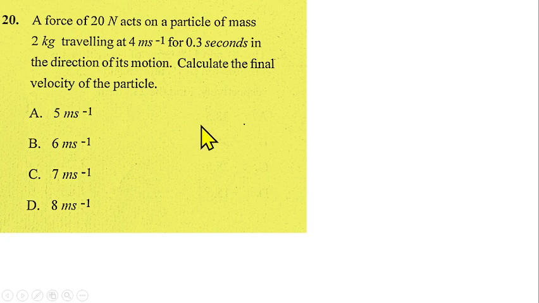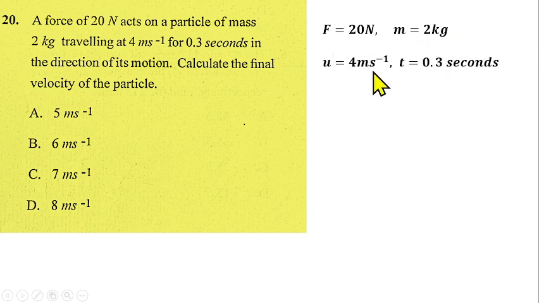Question number 20 is also from motion on a straight line, rectilinear motion. So a force of 20 Newton acts on a particle of mass 2 kilograms traveling at 4 meters per second for 0.3 seconds in the direction of its motion. We have to calculate the final velocity of the particle. So like I said, it's from the motion on a straight line, that's rectilinear motion. So we are given the force, 20 Newton, we are given the mass, 2 kilogram, we are given the initial velocity, you are given the time, so we have to find the final velocity.